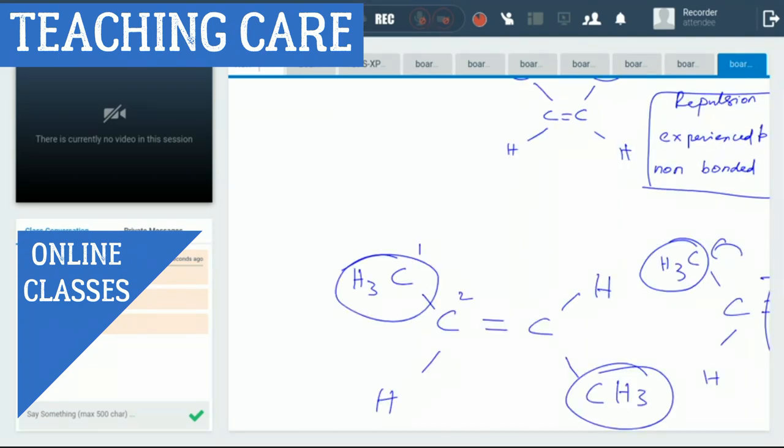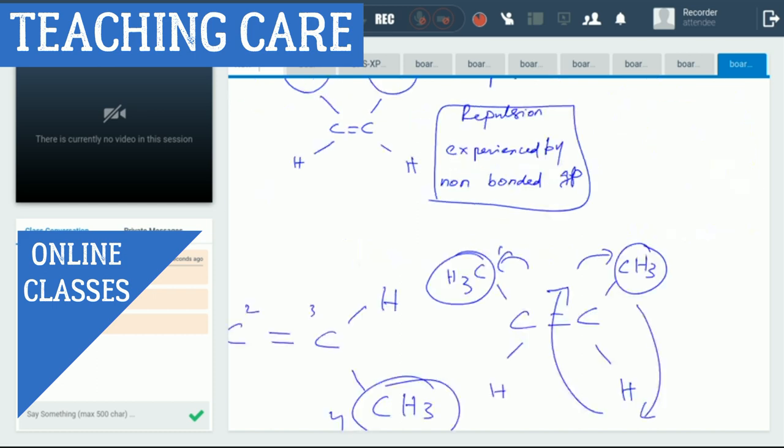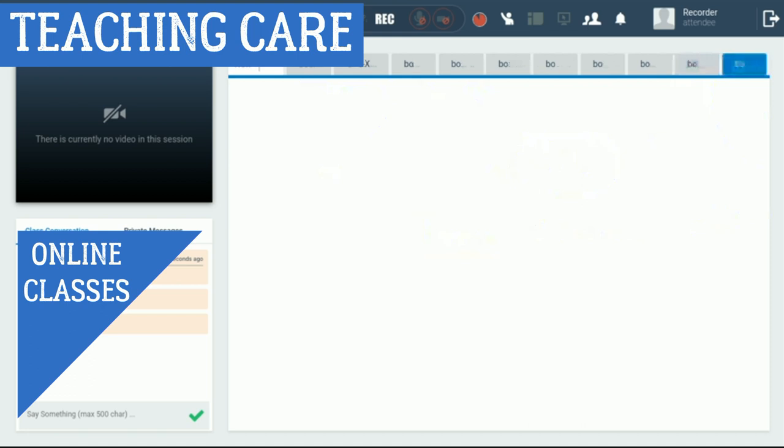Trans-butene. This is cis-butene, 1, 2, 3, 4. So the cis and trans isomers arise because of steric hindrance. Identical groups binding closer to each other, in the sense they will repel.